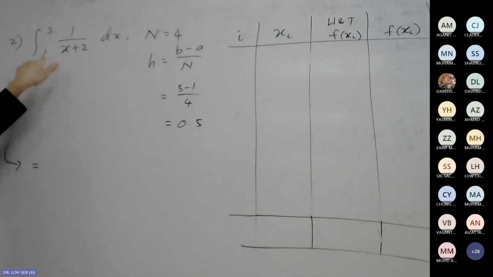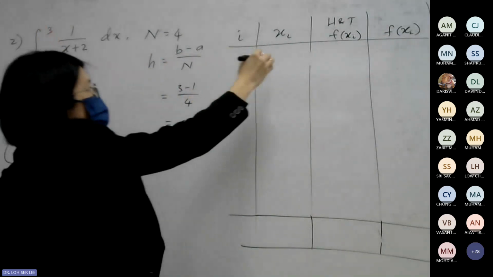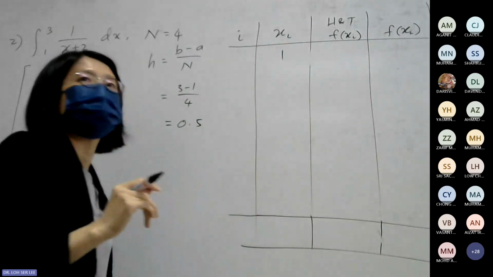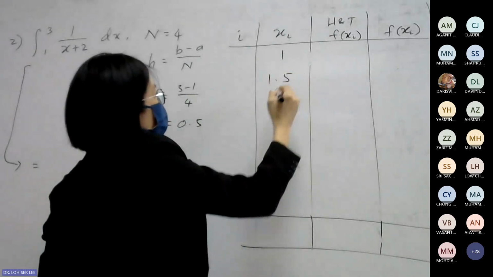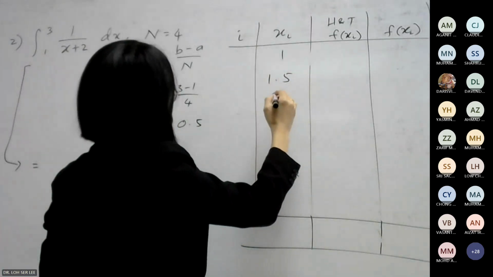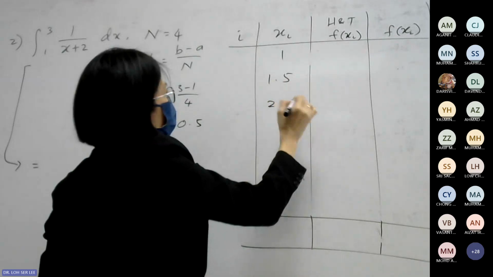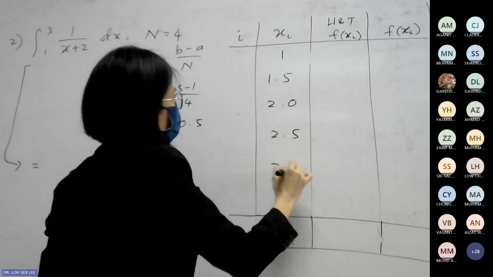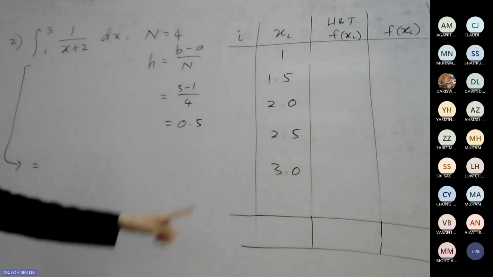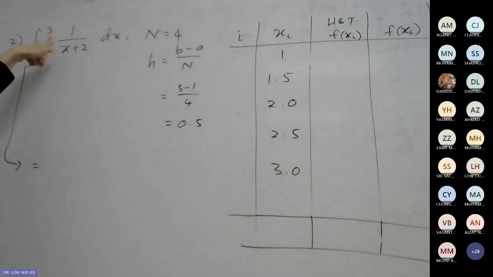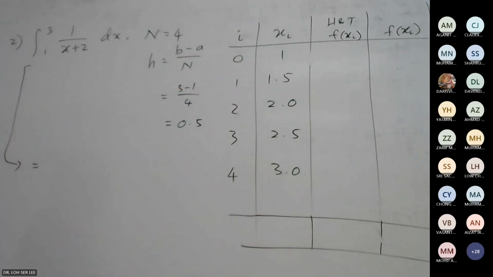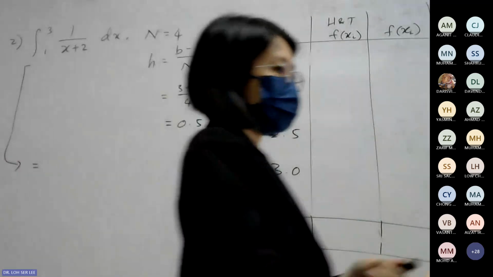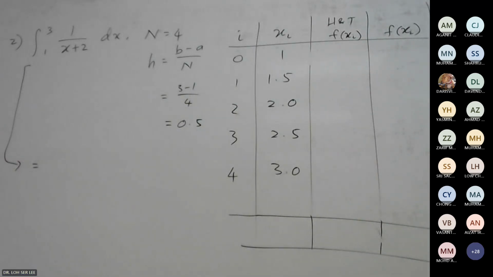The starting point is 1 and it ends at 3. So 1 plus h, plus 0.5, then plus h, plus h, plus h. We will stop at this. Then use your calculator to get the f value.